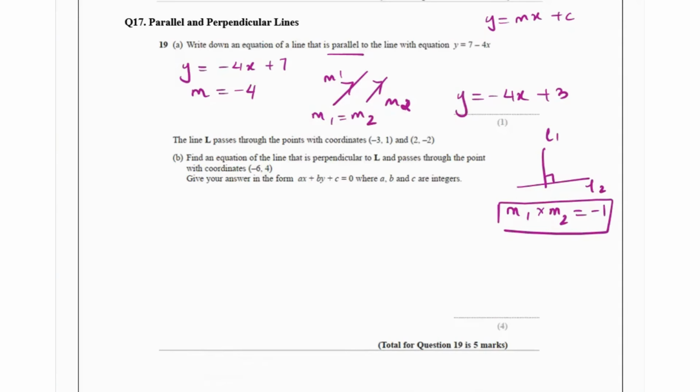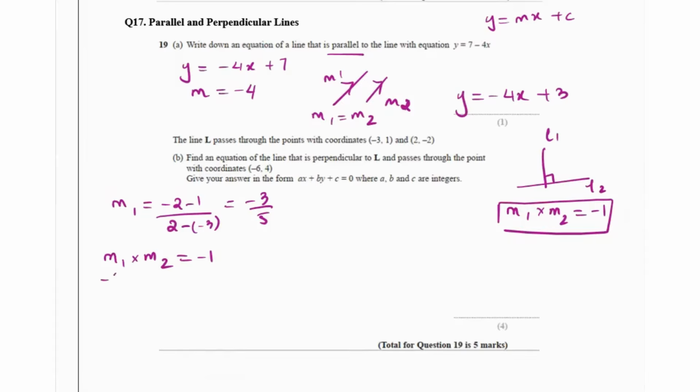So we have the points through which line L passes. So let's find its gradient. Let's call that m1. So (-2 minus 1) over (2 minus -3). That's -3 over 5. So if m1 is -3 over 5, we can easily find m2 using the condition for perpendicular lines. -3 over 5 times m2 equals to -1.